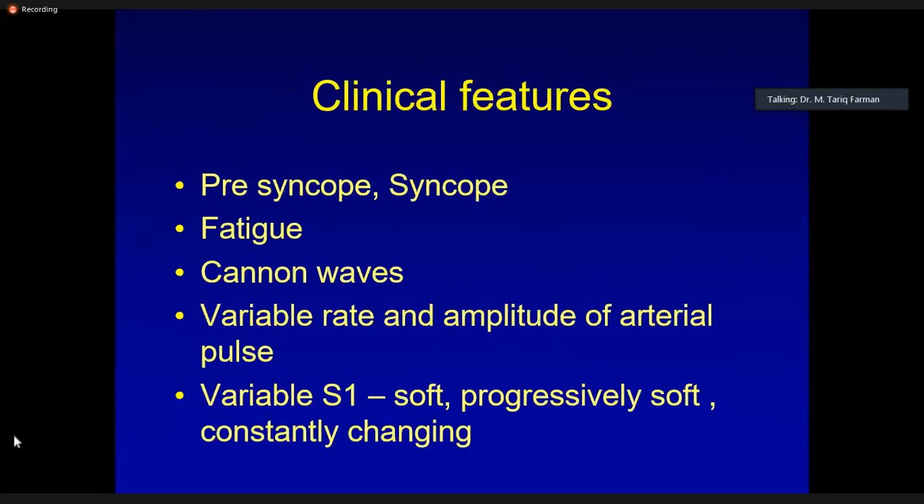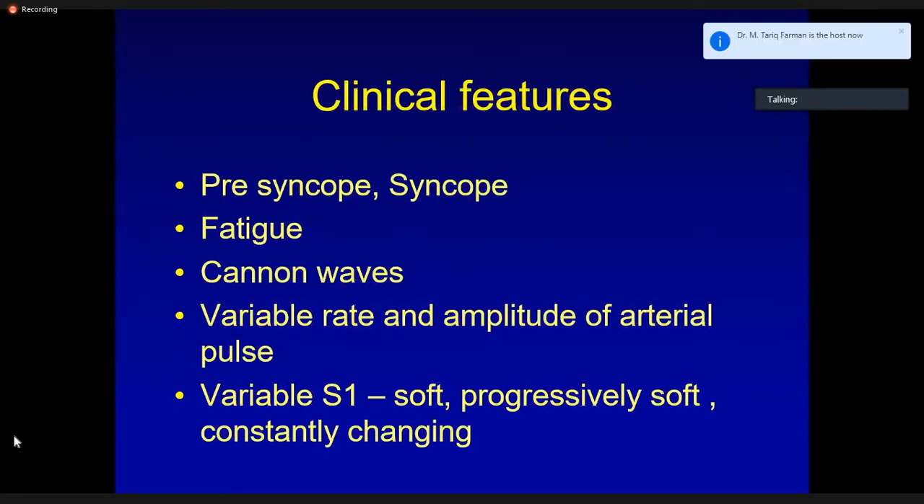So what may be the features? Symptoms like presyncope, syncope, fatigue, and you can have cannon waves over the JVP and variable rate and amplitude of arterial pulse. If you feel the pulse, it may be irregular. The rate is variable. S1 is soft, progressively soft, or constantly changing, depending upon which kind of block you have.